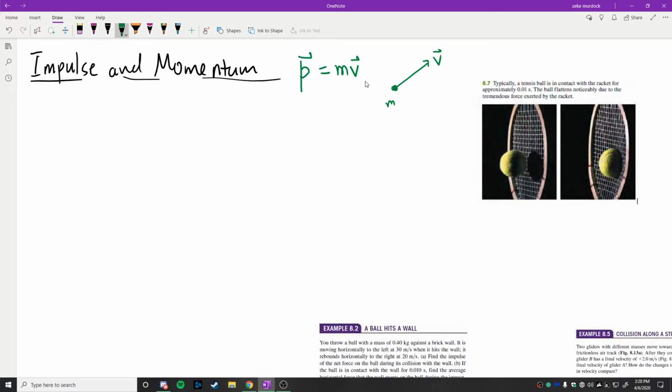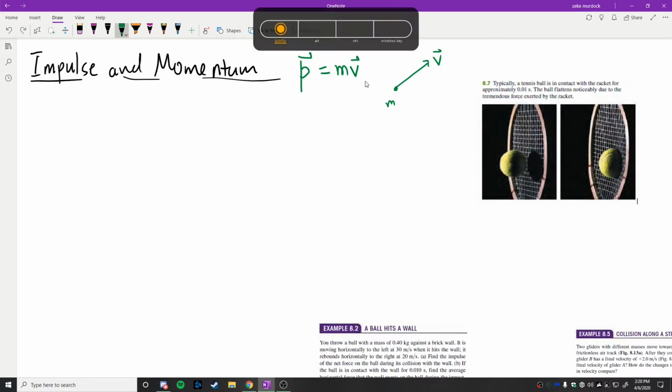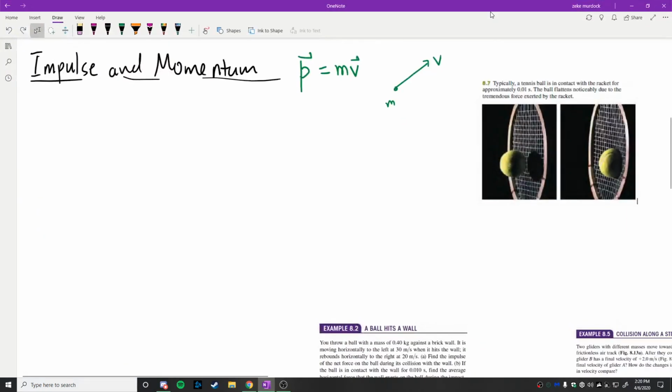In order to understand why we need it or what we use it for, we need to define a couple of things here. So the first thing to talk about is Newton's second law.